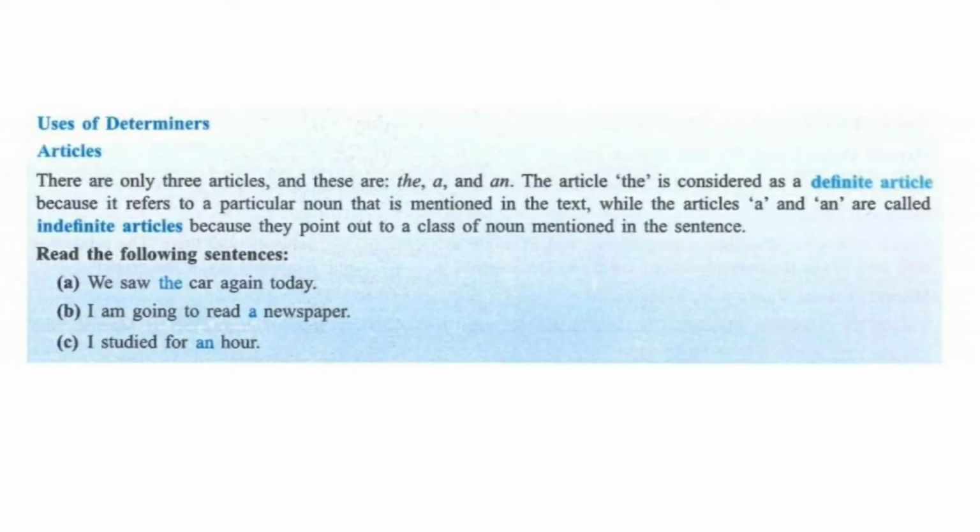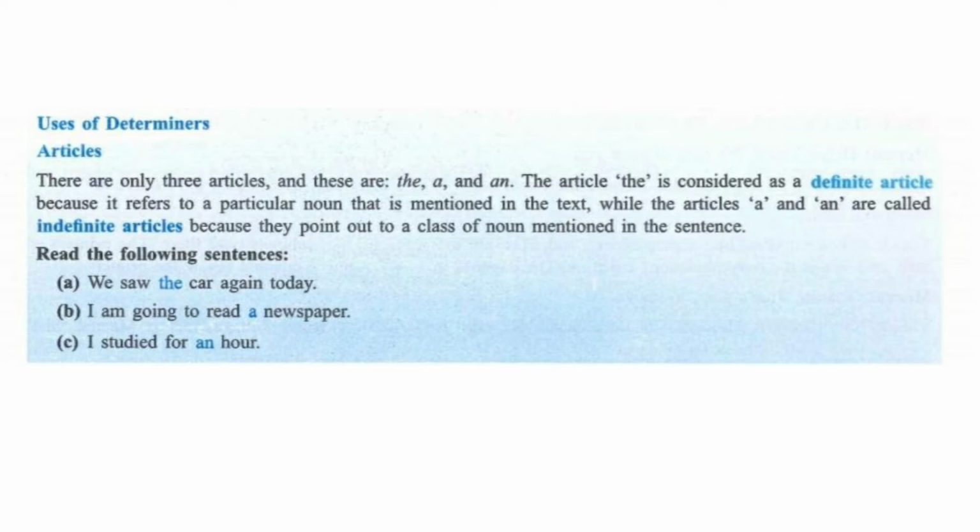Now we'll see the use of determiners. Articles. There are only three articles, and these are the, a and an. The article the is considered a definite article because it refers to a particular noun that is mentioned in the text, while the articles a and an are called indefinite articles because they point out a class of noun mentioned in a sentence.